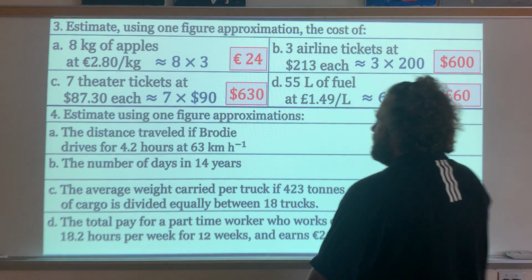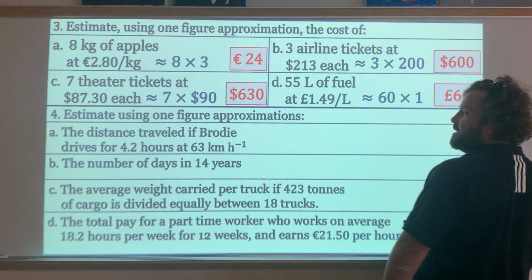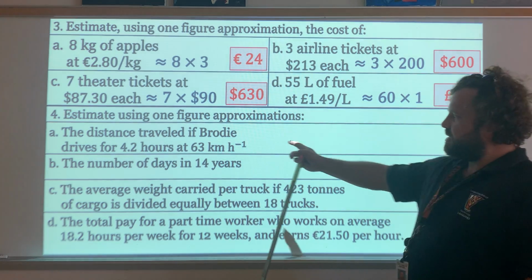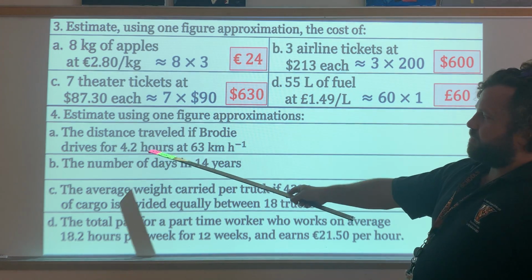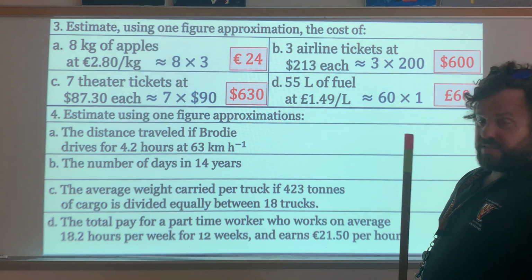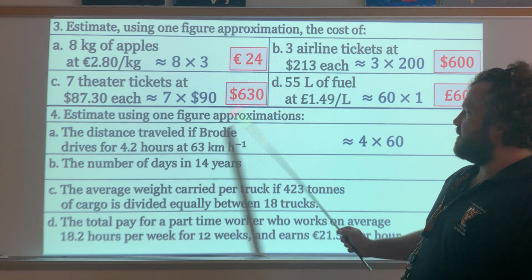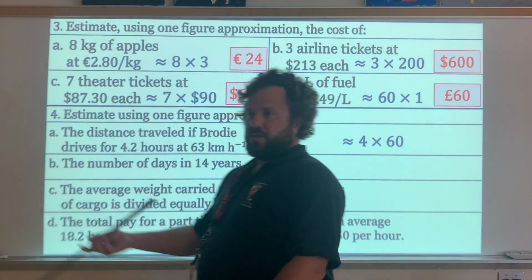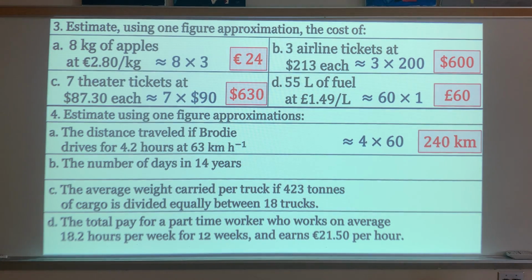Find the distance traveled if Brody drives 4.2 hours at 63 kilometers per hour. Hour to the negative 1 is the same as putting kilometers over the hours. So, is it division? No, it's actually multiplication. 4.2 rounds to 4, 63 rounds to 60. 4 times 60 is 240. 240 kilometers. Hours over hours cancels out.